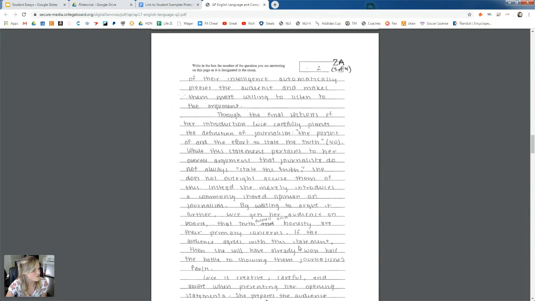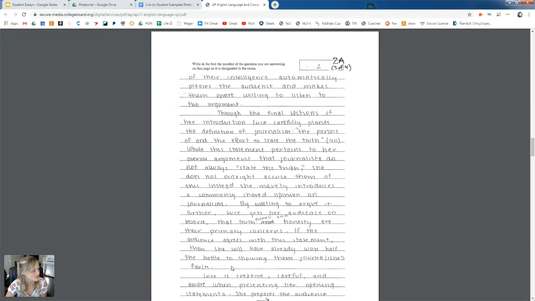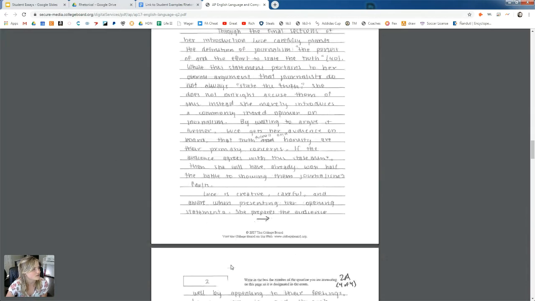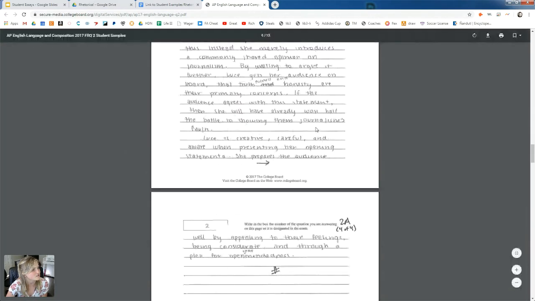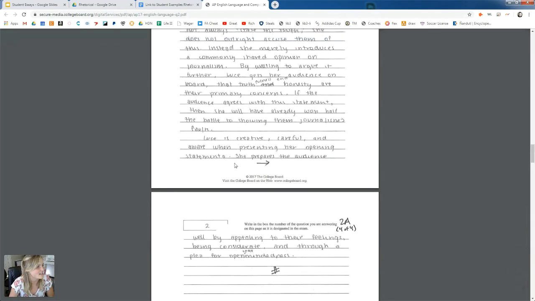If the audience agrees with this statement, then she will have already won half the battle to showing them journalism's faults. Okay, sorry, that sounded like bad grammar for a second, but that was just bad reading.